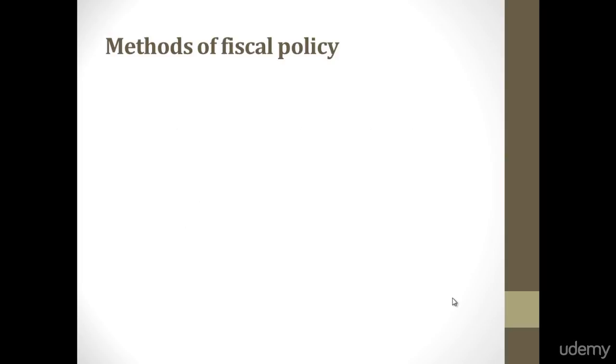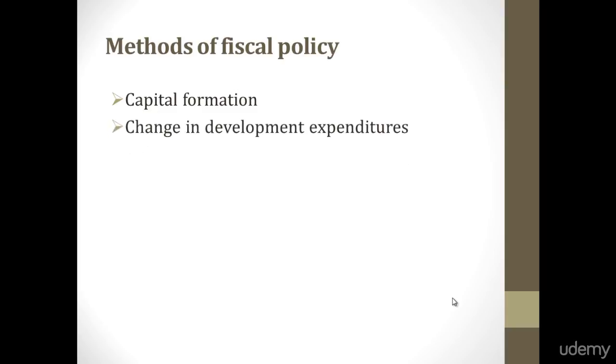Now we discuss the methods of fiscal policy. Following are the methods of fiscal policy. First is capital formation. The purpose of fiscal policy is to accumulate capital formation for the economic development of the country. That is, national assets are increased with the construction of projects like roads, bridges, canals, etc. Change in development expenditures. During depression, the development expenditures are increased. In case of boom, the public and welfare works are reduced.